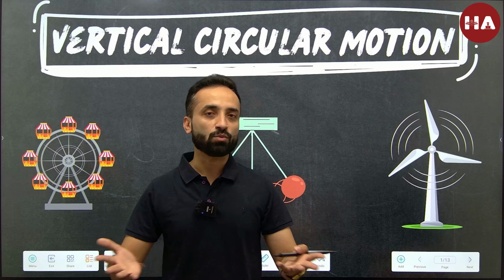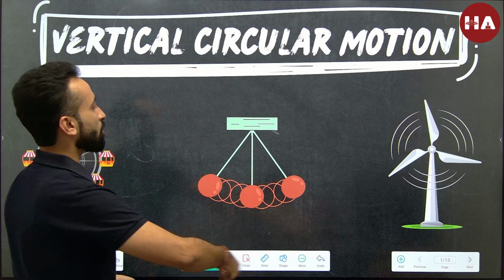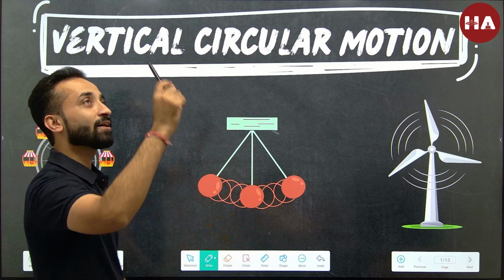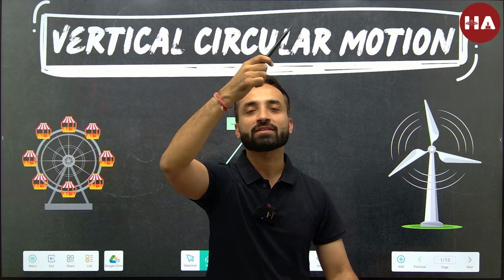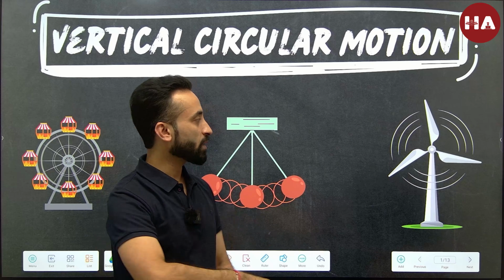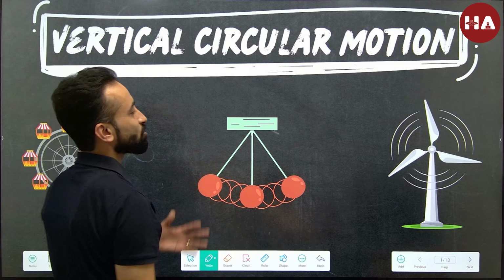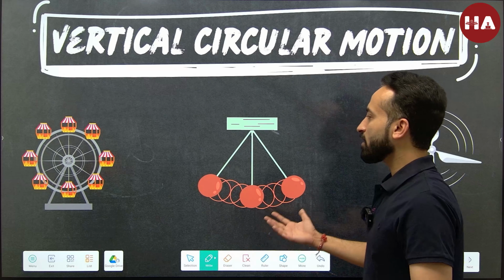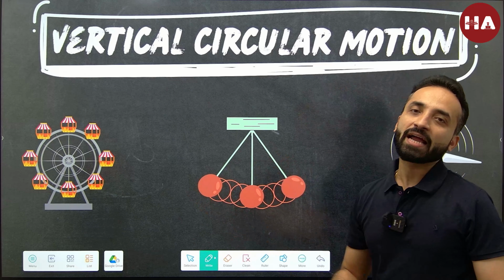So can you understand what I am talking about? I am talking about something like this, maybe a windmill, right? A fan rotating on the ceiling. So that is a horizontal circular motion, isn't it? We are talking about vertical circular motion. So maybe a windmill can be an example of that. Even a pendulum for that matter.